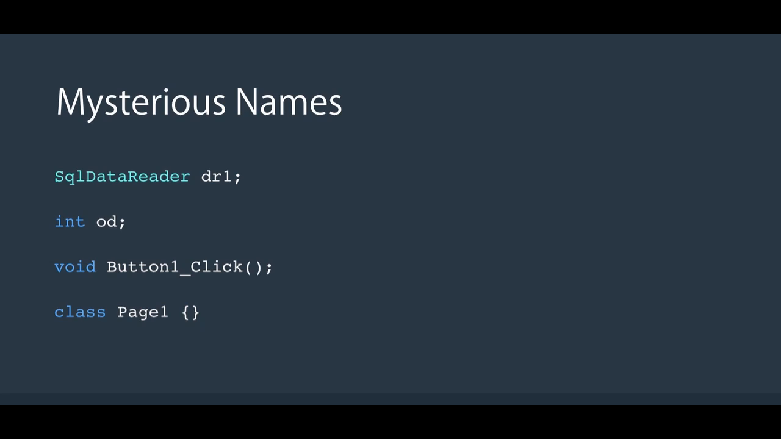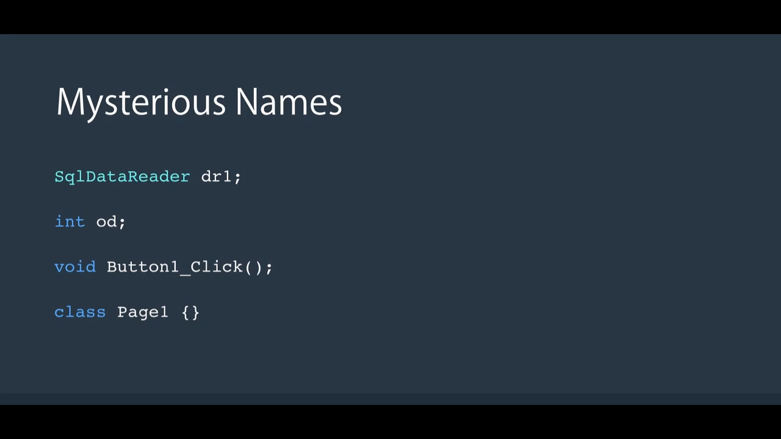In this example, if I want to understand what is button 1 underline click doing, I either have to look at the implementation of this method or look at the form where that button is placed on, and probably will have other buttons on that form, maybe button 1, 2, 3, 4, and then I may find out that button 1 means submit order. And that's the reason I call these names mysterious. There is so much secret about them.